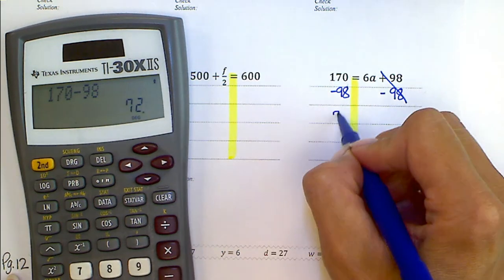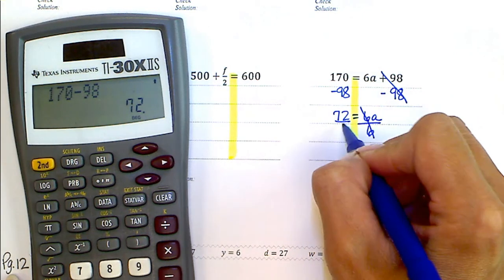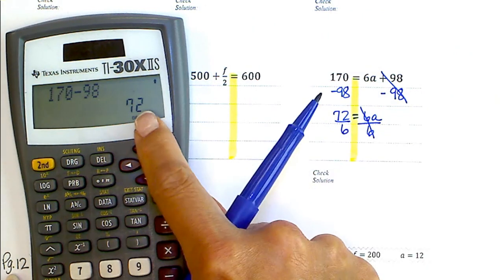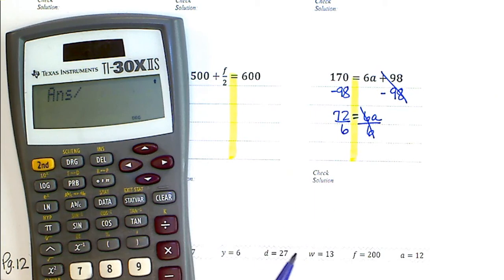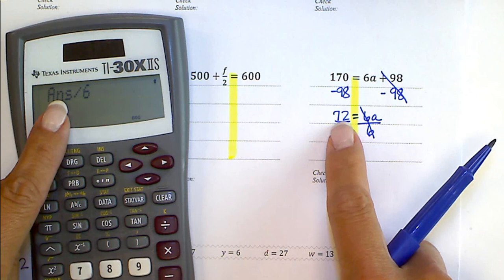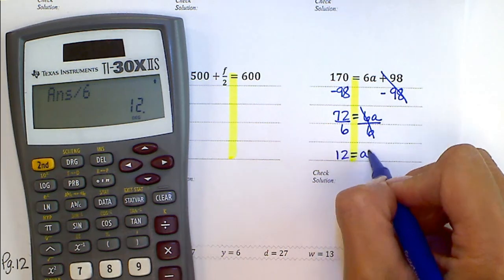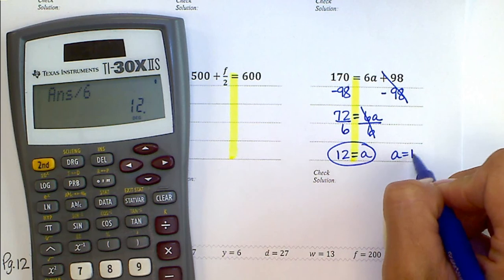72 equals 6a, and the opposite of multiplying by 6 is to divide. Now I'm not going to clear my calculator. I'm just going to go ahead and do divide by 6. So I'm telling my calculator, take my last answer, 72, and divide it by 6. And 12 equals a, or you can say a equals 12.